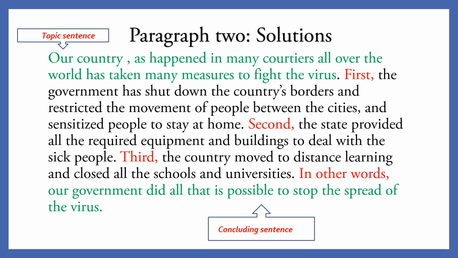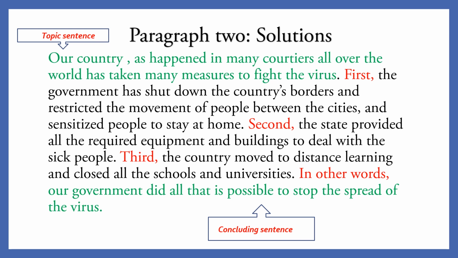Second, so look at here. First, second, third, there is consistency. We shouldn't change "first" another way. Third, we have to be consistent in what we use. So second, the state provided all the required equipment and buildings to deal with the sick people. Third, the country moved to distance learning and closed all the schools and universities.